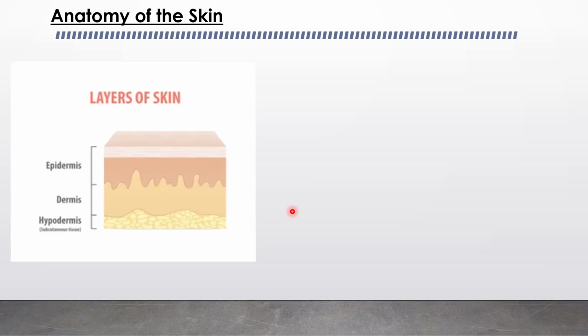So we'll start by looking at the normal gross anatomy of the skin. The skin has three layers: the epidermis, dermis, and the hypodermis. The epidermis is the outermost layer, formed by five layers, starting from stratum basale to stratum corneum. We can appreciate a layer of keratinization, forming the stratified squamous keratinized epithelium that forms the epidermis.